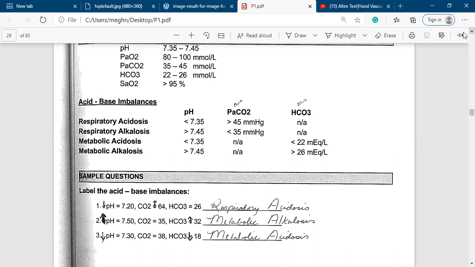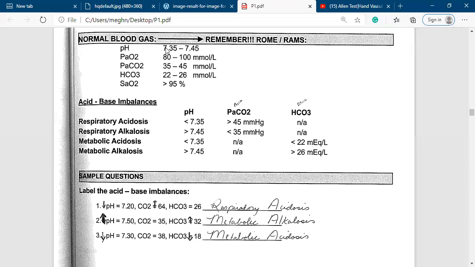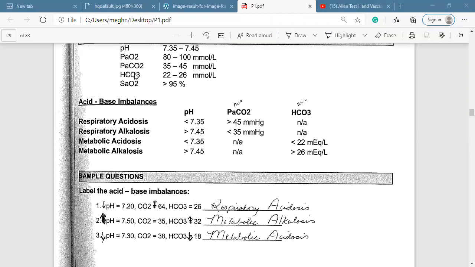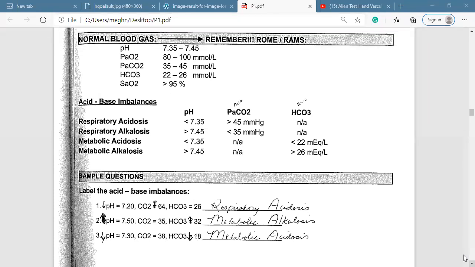So as I told you, there are 3 points you have to remember. I want to recap it again. The pH is a marker to distinguish acidosis or alkalosis. When pH is less than 7.35, it is acidosis. When pH is more than 7.45, alkalosis. And carbon dioxide is a marker of respiratory problem. And bicarbonate ion is a marker of metabolic problem. So this is the way we have to find out what the problem is.